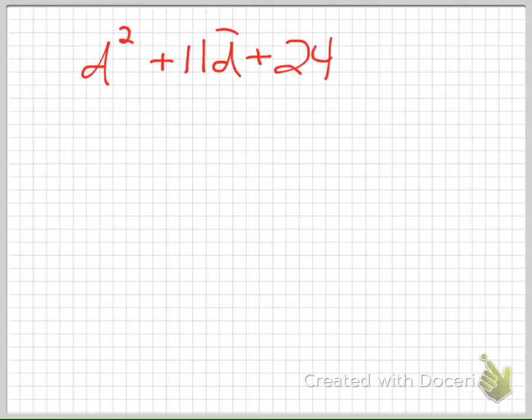Okay, let me give you another one. You guys try this. We'll just give you one that's easy: d squared plus 11d plus 24. Try it. I made a mistake in drawing that. That needs to be a d. They need to both be d's.